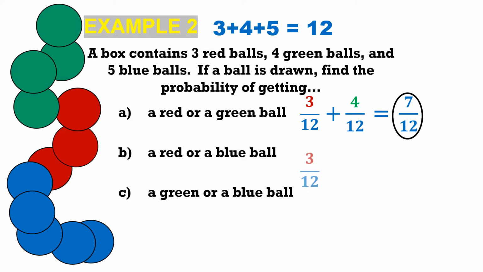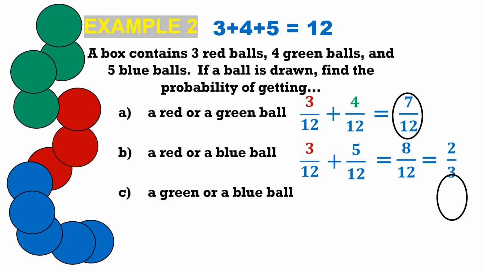Next, letter B, a red ball again, so 3 over 12, or a blue ball, plus 5 over 12, there are 5 blue. Then add 3 plus 5 is 8 over 12. Reduce to lowest term, 8 divided by 4 is 2, 12 divided by 4 is 3. So the answer is 2/3, or 2/3 is the probability of getting a red or a blue ball.